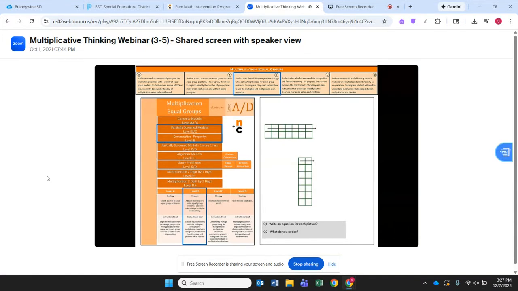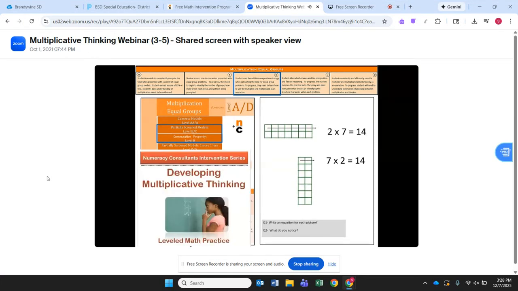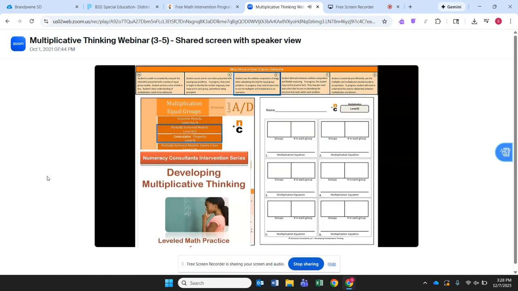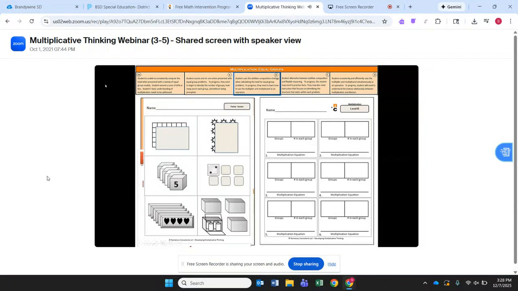The next thing is when you're working on the commutative property. This is a different set of lessons. You click on it, and it just says write an equation for each picture. What do you notice? That's just an array that's been rotated: 2 times 7 and 7 times 2. That is now working in the multiplicative thinking book. Again, level B has to do with groups, number in each group, and writing a multiplication equation. When they work through this book, it's all these screened arrays.